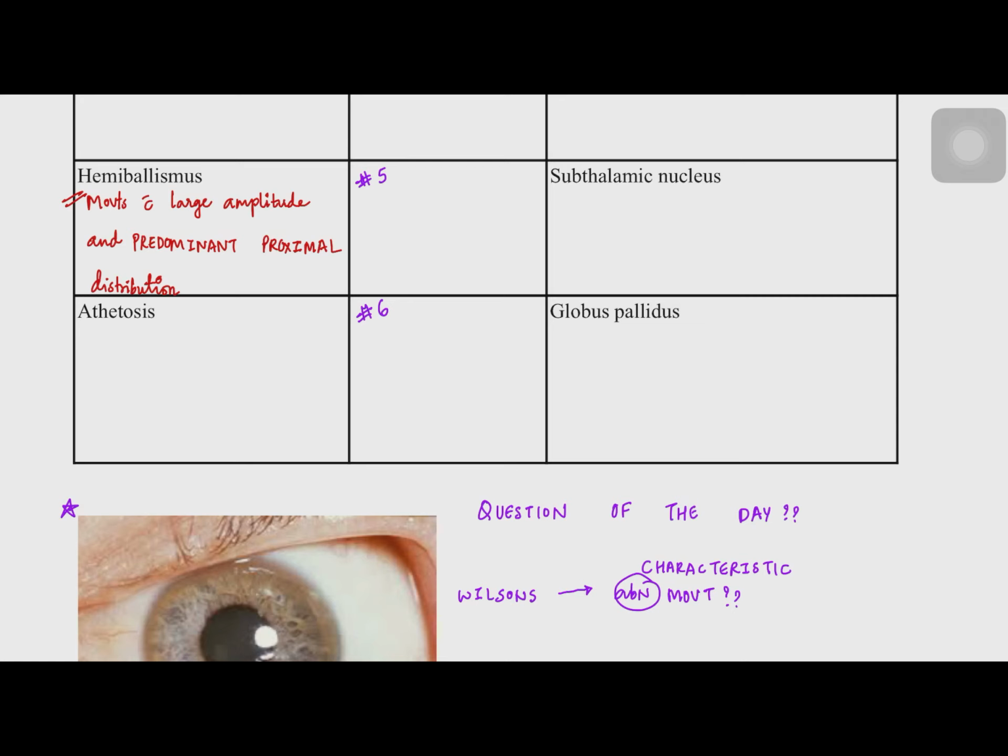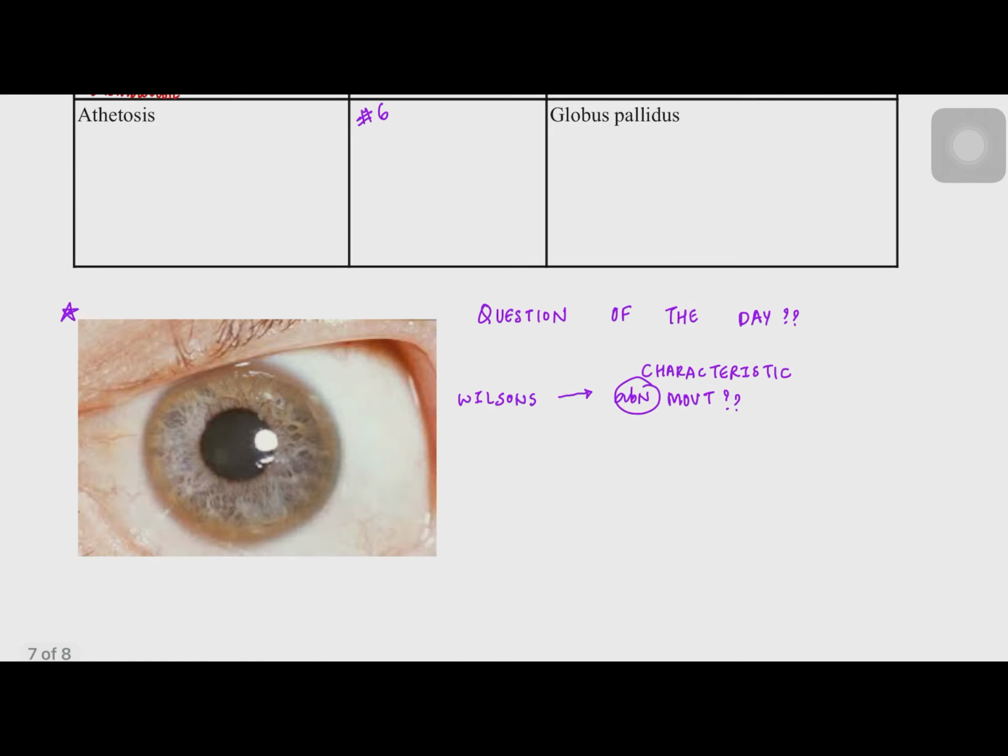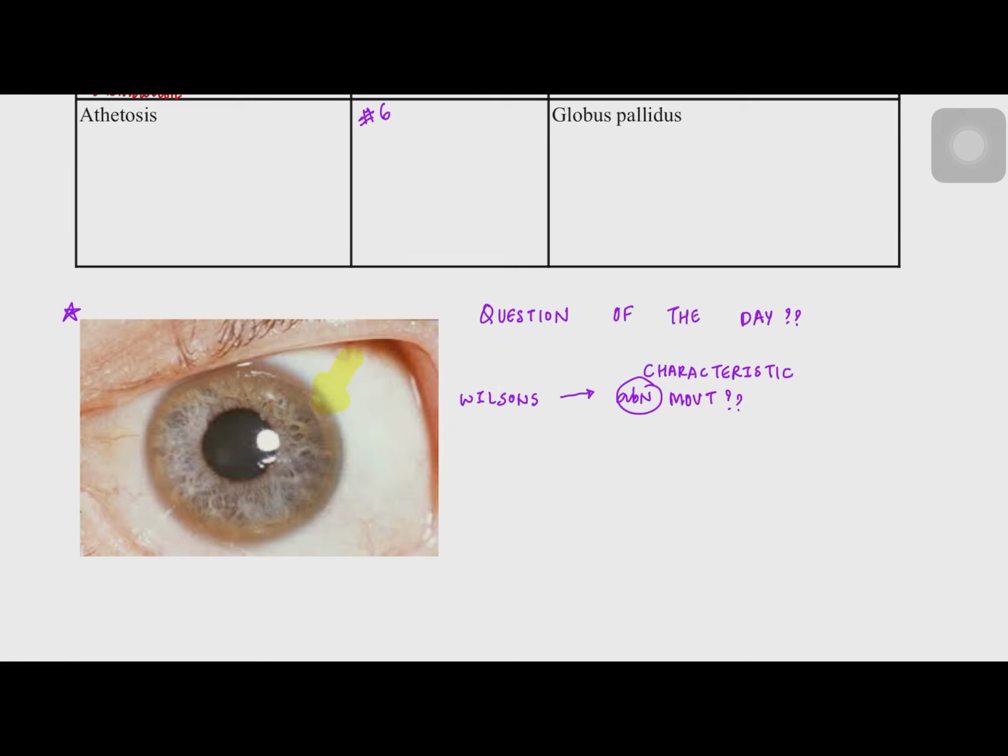So these were the six movement disorders which I have shown you. All the video graphics are very classical. You can also identify where the lesion is. Apart from that, I have a question for you. As you can see on the left side, these are KF rings, which are characteristically seen in Wilson's disease. So what is the characteristic abnormal movement disorder seen in Wilson's disease? Okay, this is your question.